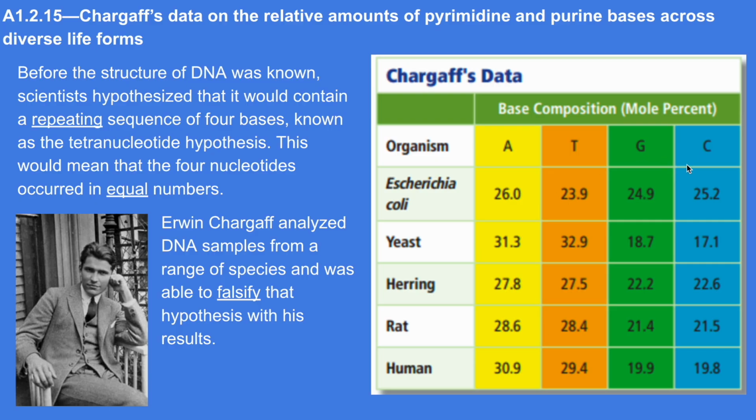In fact, it varies by species, but there's this pattern where A's and T's are going to be approximately the same, G's and C's are approximately the same. And this was going to help Watson and Crick in 1953 come up with the complementary base pairing rules and eventually the full structure of DNA as a double helix.